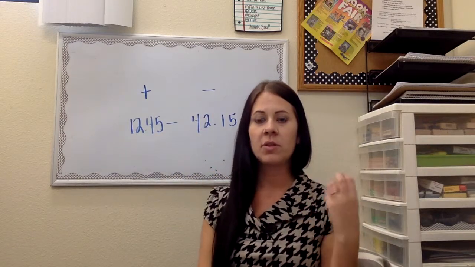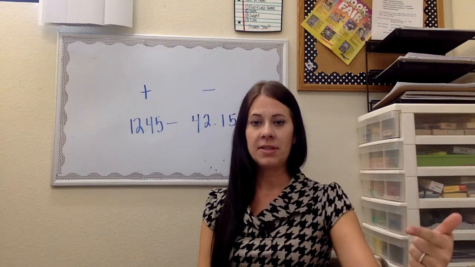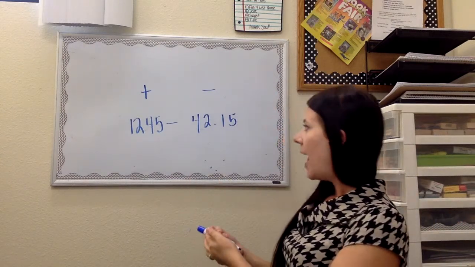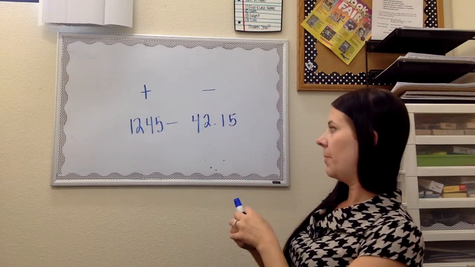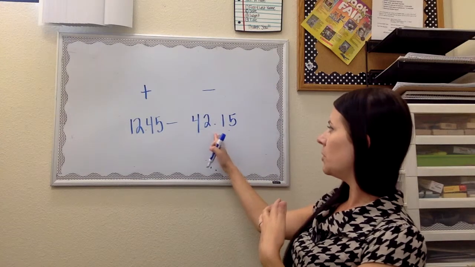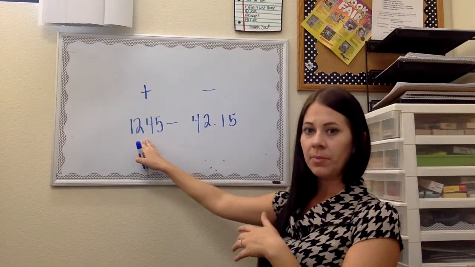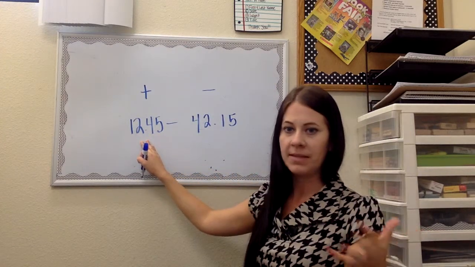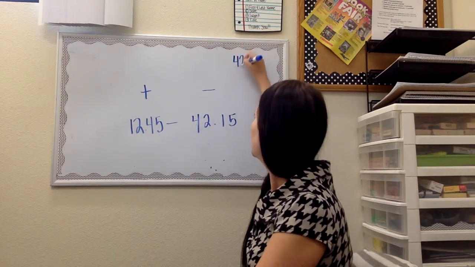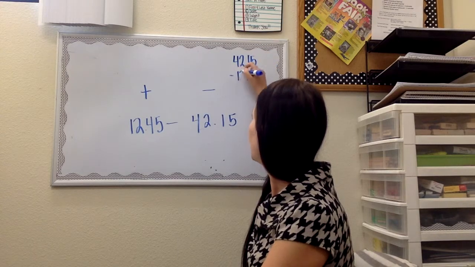So we ask ourselves our rules again. Same sign or different signs? Different signs. So I know I'm subtracting. And then I'm going to keep the sign of the bigger number. So let's kind of analyze this. I have to subtract the 12.45 from the 42.15. I have to do big number minus small number. There's no other way to do the math. So I'm going to do 42.15 minus 12.45.